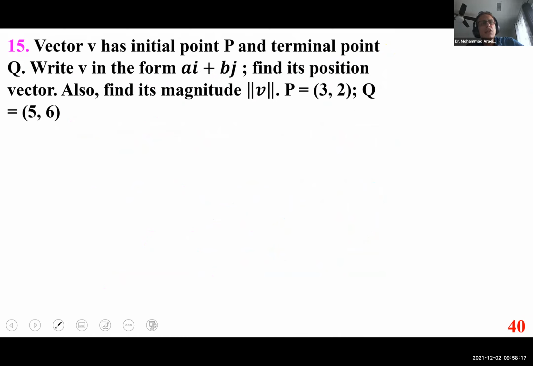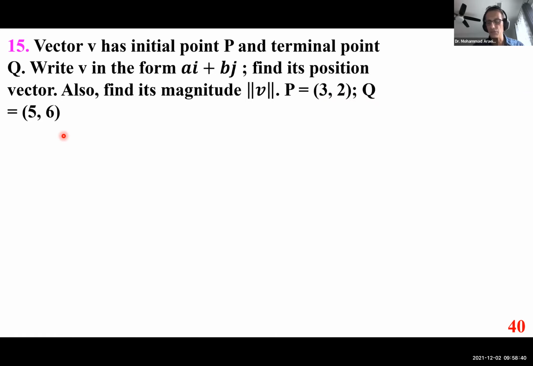Vector V has initial point P and terminal point Q. Write V in the form of ai plus bj, find its position vector, and also find its magnitude. This is called the magnitude. P has coordinates 3, 2, Q has coordinates 5, 6.